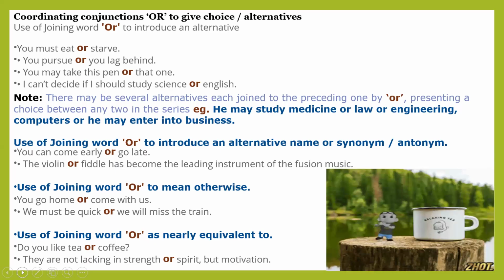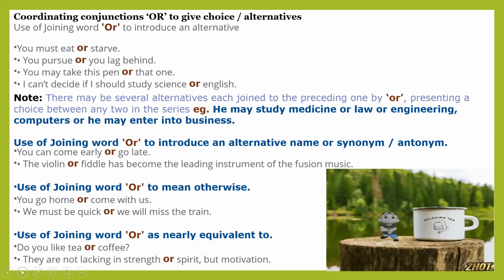There may be several alternatives. It is joined to the preceding one by or, presenting a choice between any two in the series. We are presenting a choice. We are doing the selection. So in this sentence, we are using or. Now look at how, when we make two clauses, then we are using the comma. He may study medicine or law or engineering. So in this case, or is repeating. Then we can use a comma. He may study medicine or law or engineering, computers, or he may enter into business.